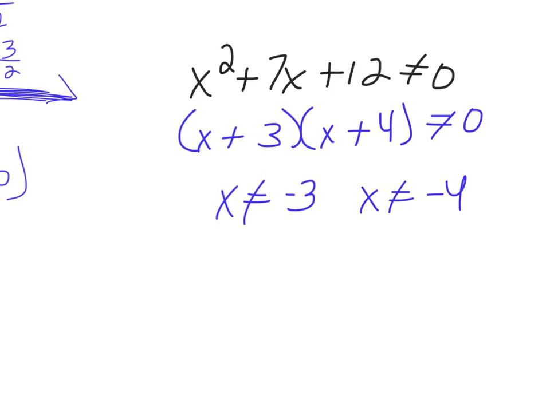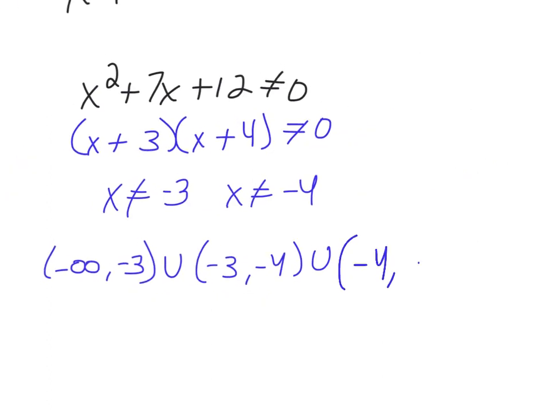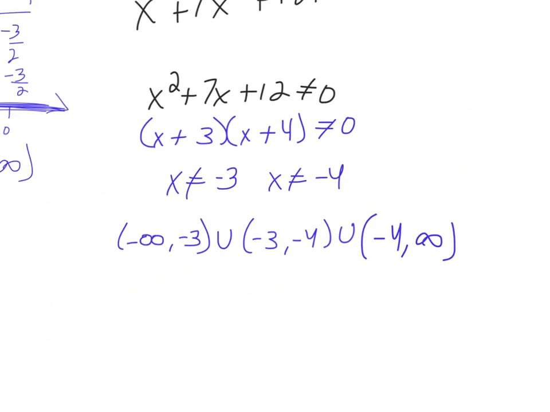Think about what that means. I can use any number in the world except for which two? -3 and -4. So think about it. I can use anything from negative infinity to what number? -3. Then I can use anything that's between -3 and -4. Then I can use anything from -4 to infinity. Do you guys see that? So even if they're right next to each other, you still write it as separate intervals, because there's numbers in between.